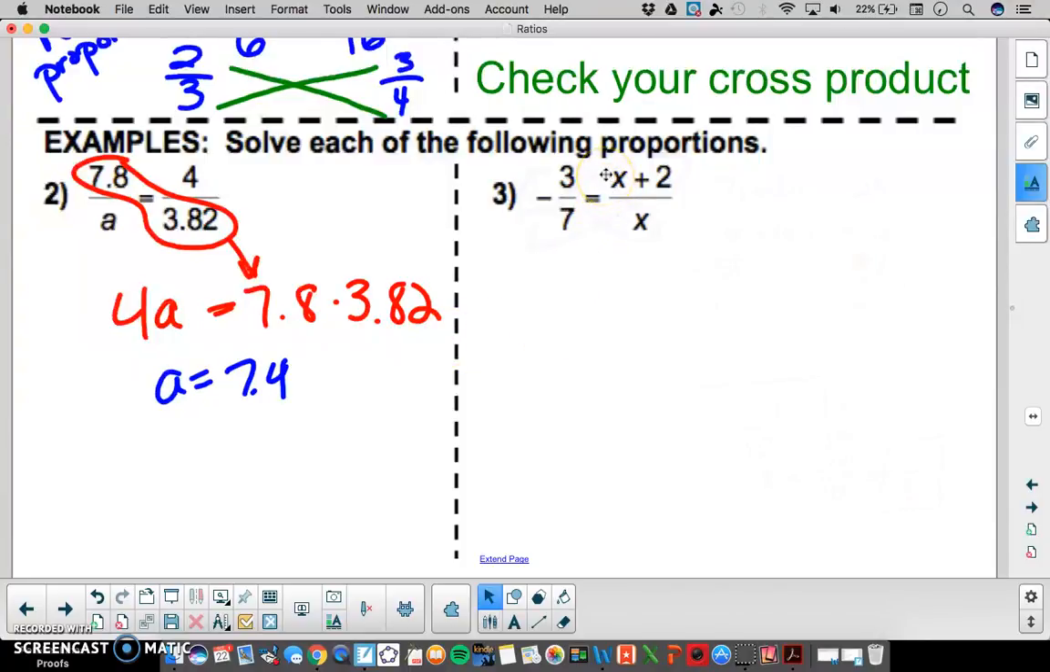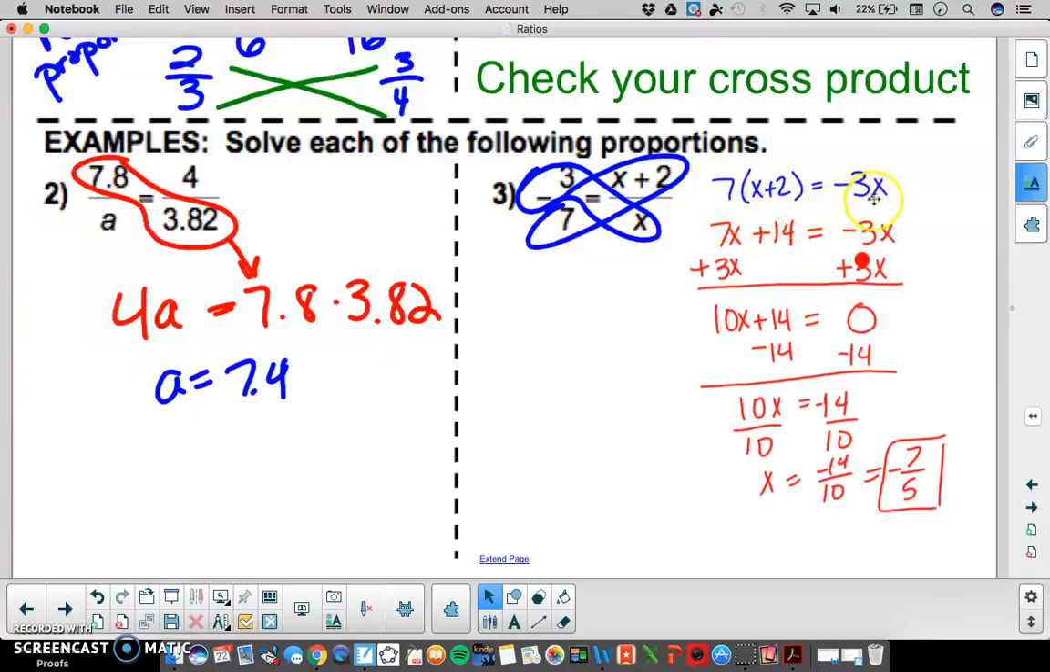On this one we'll cross multiply. Notice the negative out front of 3/7. Remember, the way to get a negative fraction is either if the numerator is negative or if the denominator is negative. So just choose the negative to go with one of those. So I've chosen it to go with the 3, so negative 3 times x and 7 times x plus 2.